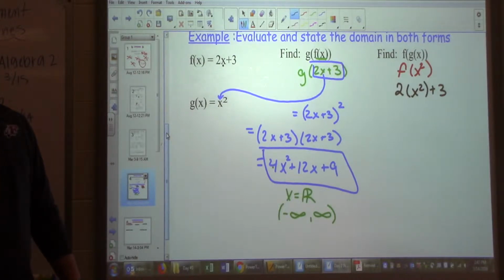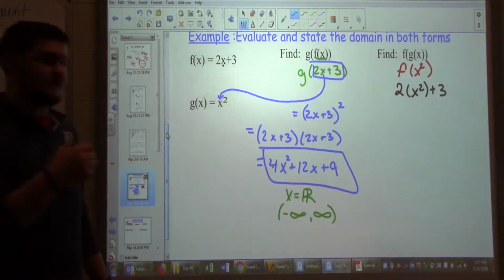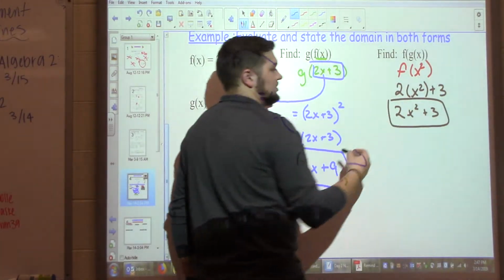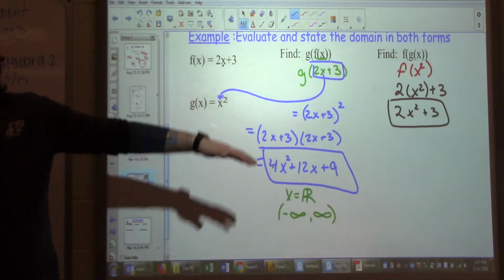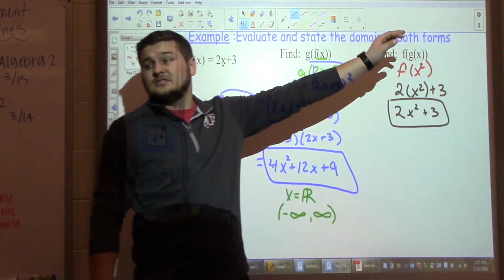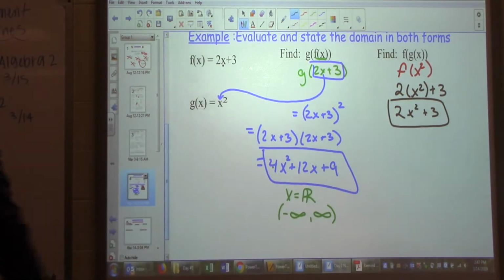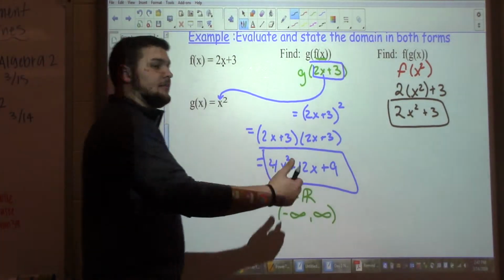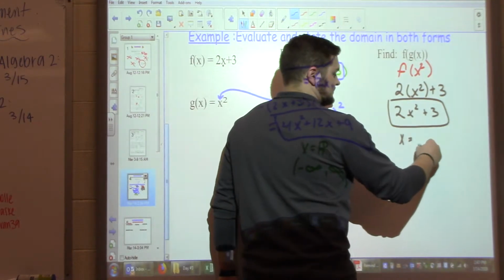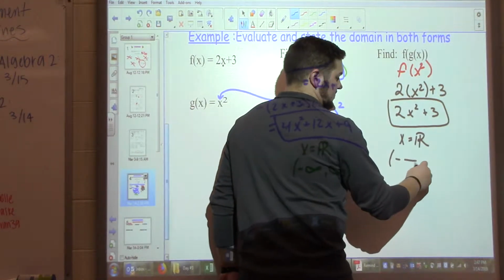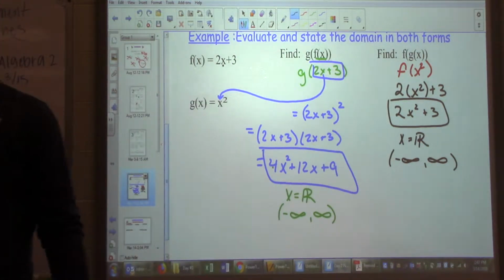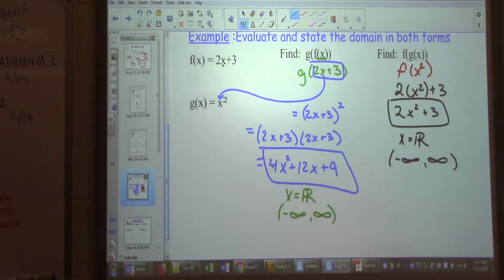Yes? No? Okay. So I'm going to do 2x squared plus 3. I do that multiplication. And that's my answer for f of g of x. Now, Simon, what do you think my domain is going to be for that problem? Am I going to have any restrictions? No. No, right? I don't have a denominator. I don't have any radicals. X is the real number set. Negative infinity to positive infinity. Any questions? All right.